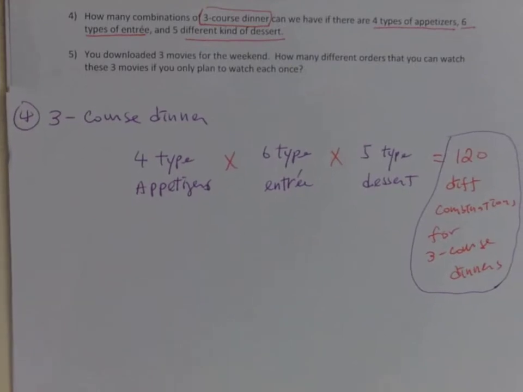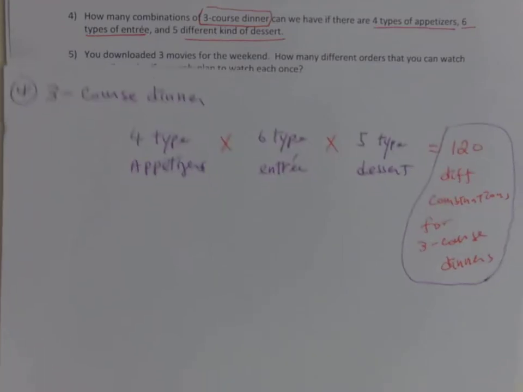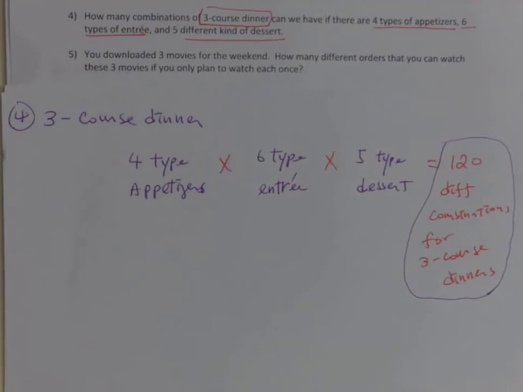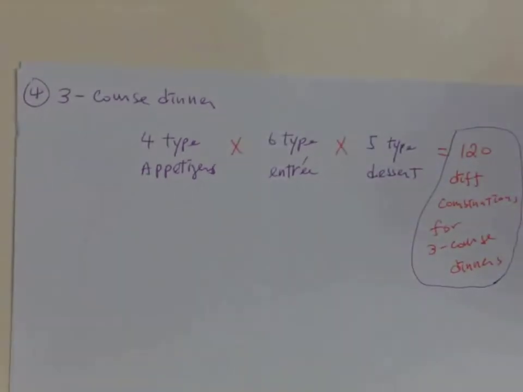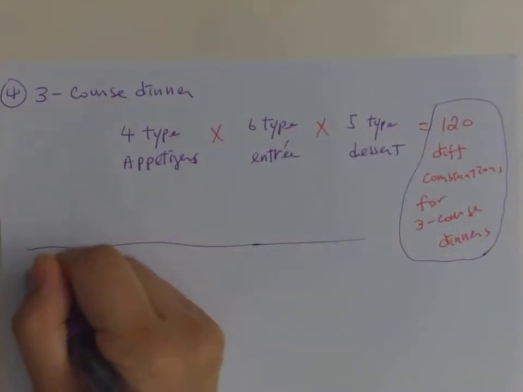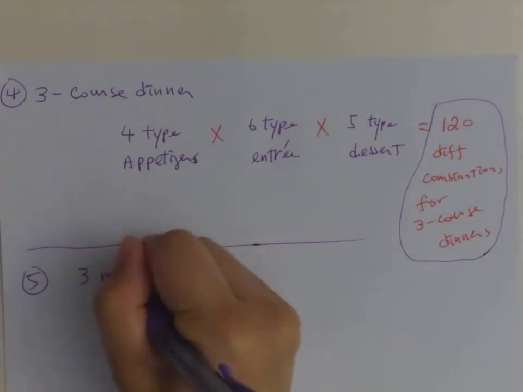So that's number 4. And number 5 says you downloaded 3 movies for the weekend. Like I used to say, you rented 3 movies, and a few years ago I asked my students, do we still rent movies? And they looked at me really weird and said no. Okay, so we downloaded 3 movies for the weekend. How many different orders can you watch these 3 movies if you only plan to watch each one one time? Okay, so let's write that down. That's number 5. So number 5, we got 3 movies.